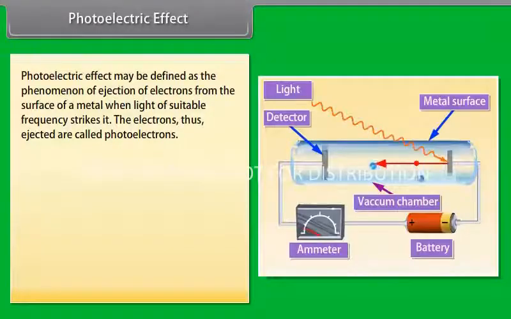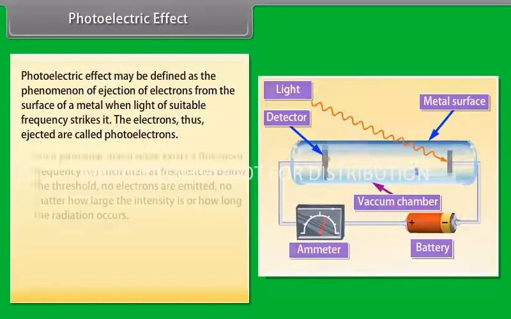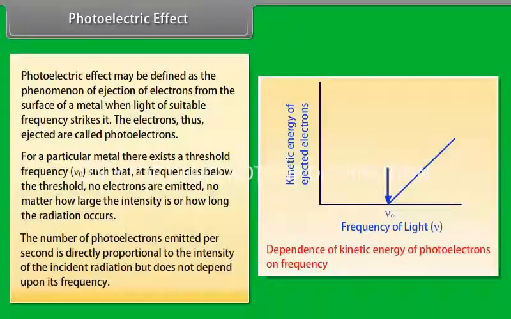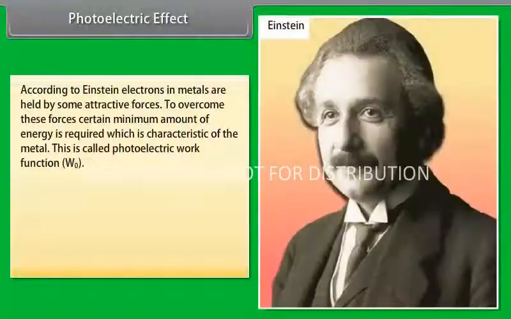When light of particular frequency strikes the metal surface, electrons are ejected from the metal surfaces, which are detected by the detector. For a particular metal, there exists a threshold frequency such that at frequencies below the threshold, no electrons are emitted, no matter how large the intensity is or how long the radiation occurs. The number of photoelectrons emitted per second is directly proportional to the intensity of the incident radiation but does not depend upon its frequency.